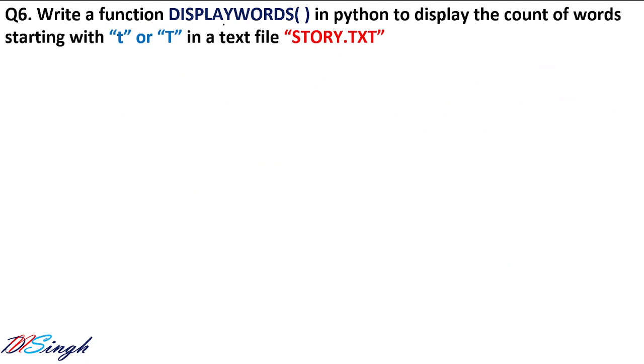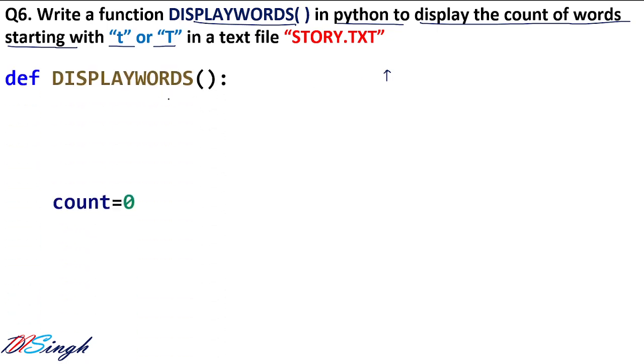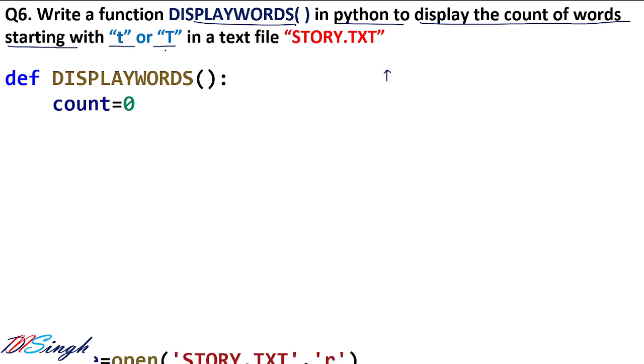Then it says write the function display words in Python to display the count of words starting with T or capital T. I told you already that starting, we already reached up to the words in the previous question. Once we get a word, then we need to check what is there at first index of that word. Okay, so let us first write the function name. After function name, open the file or maintain a variable where we are going to maintain a count of words that are starting with small t or capital T.